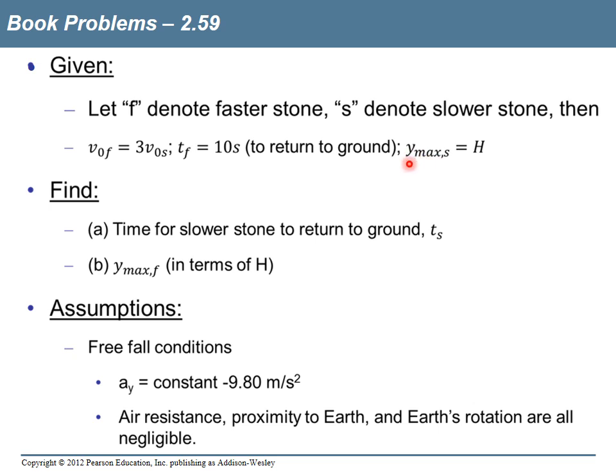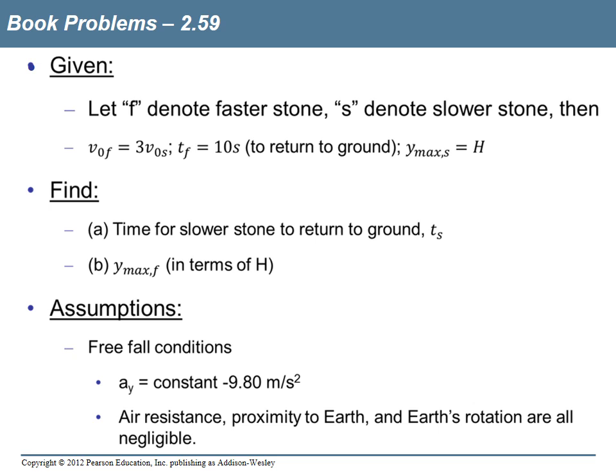The maximum height of the slower stone is equal to h. So this is what's given to us. The starting velocity of the faster is 3 times the starting velocity of the slower. The time that the faster one travels is 10 seconds, and the maximum height of the slower one is equal to h.